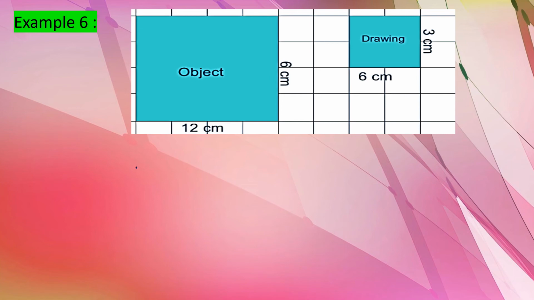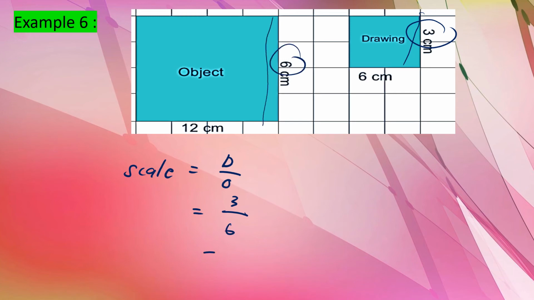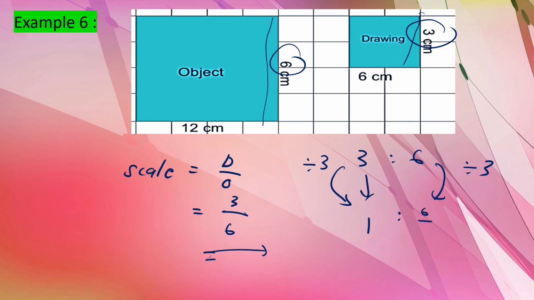Example 6. The scale equals D, drawing over object. So choose the drawing, let's say we choose 3. For the object, choose the corresponding side, 6. So 3 over 6, right? 3 is to 6, you change it to 1. The first one always changes to 1. So 3 must be divided by 3, meaning the other side is also divided by 3. So 6 divided by 3 is 2. So the answer is 1 is to 2.